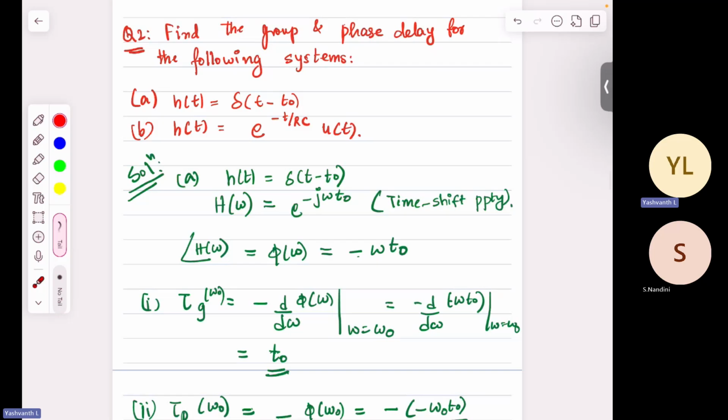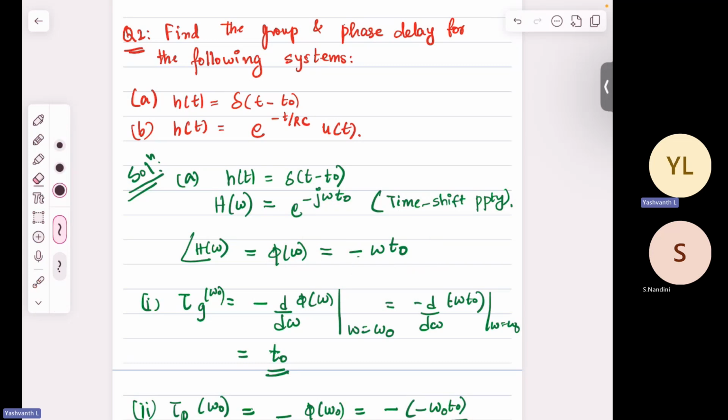For the phase response, first find the transfer frequency response. So h of t is equal to delta of t minus t naught. Take the Fourier transform, that will give the frequency response of the system. For delta of t minus t naught, by applying the time shifting property of the Fourier transform, you get e power minus j omega t naught. That is your frequency response. Now the phase response is the angle of h of omega. What is the angle of h of omega? Just minus omega t naught, because this is of the form e power j theta, whose angle is nothing but theta. Therefore, the phase response is given by phi of omega equal to minus omega t naught.